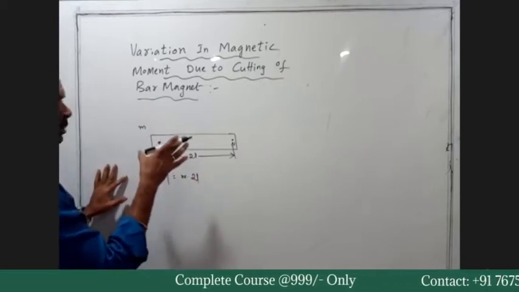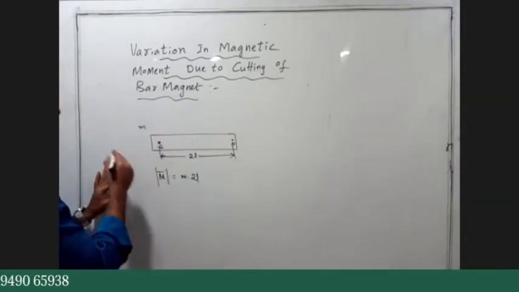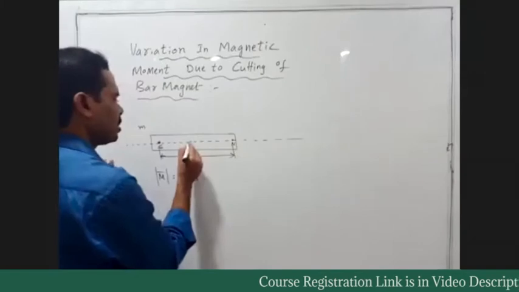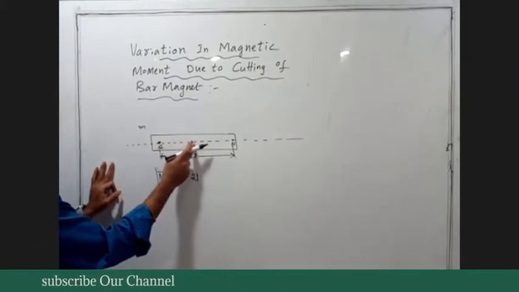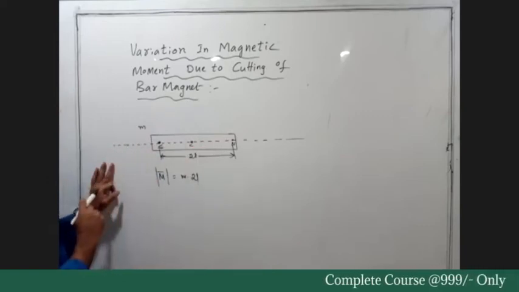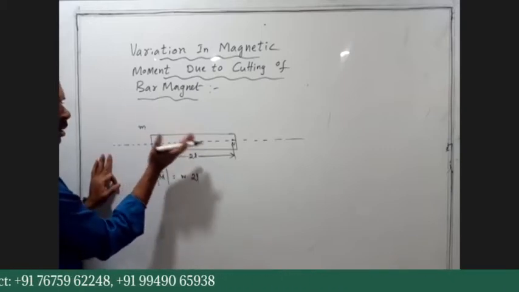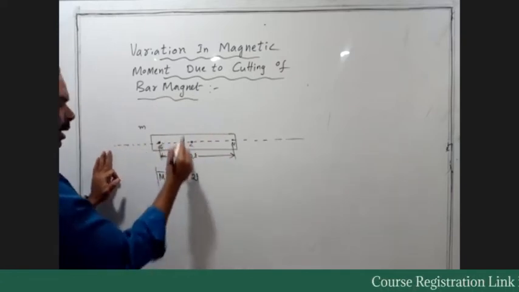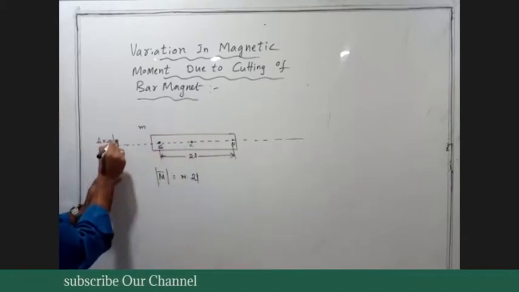Now this bar magnet I can cut into two parts along the axial line. What is the axial line of the bar magnet? The axial line passes through the center of the magnet as well as through the poles of the magnet. Here I am cutting this bar magnet into two equal parts, perpendicular to this axial line.